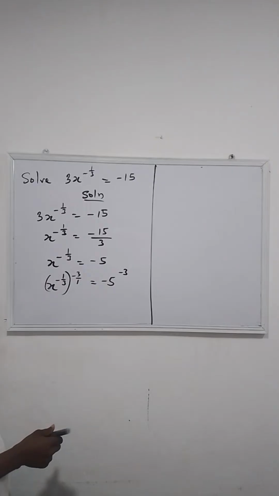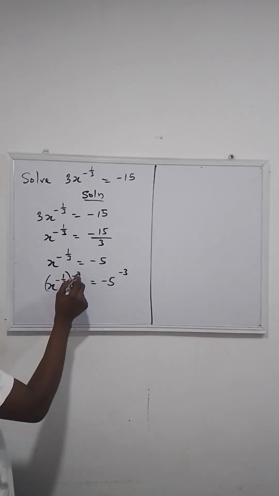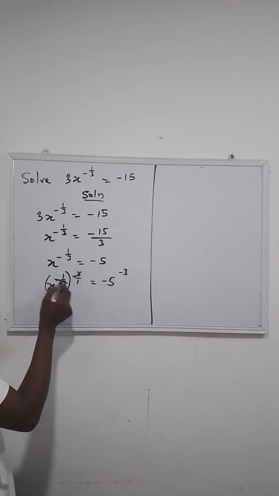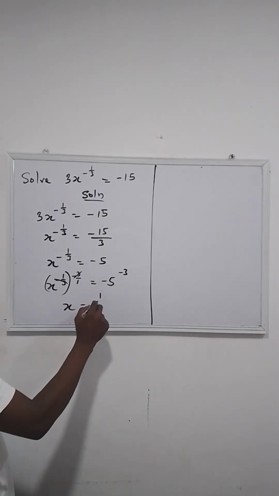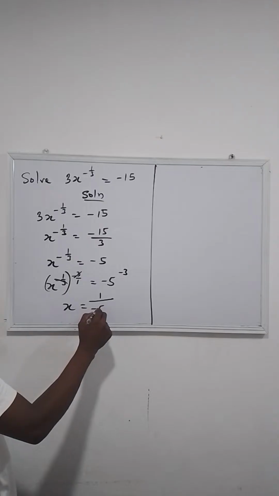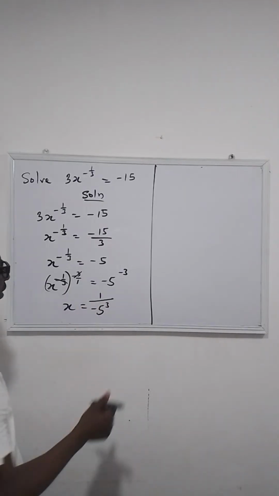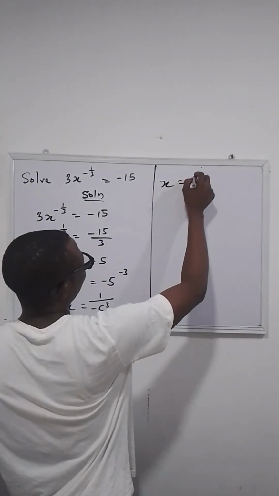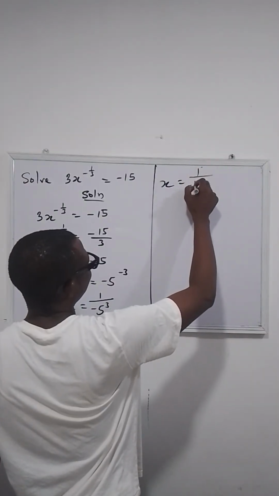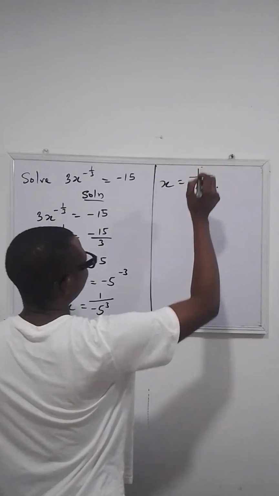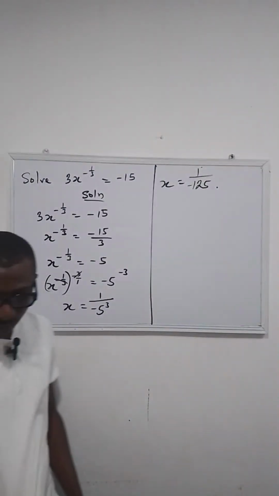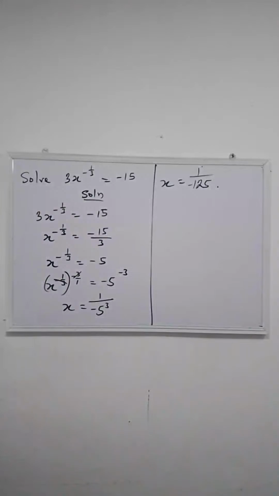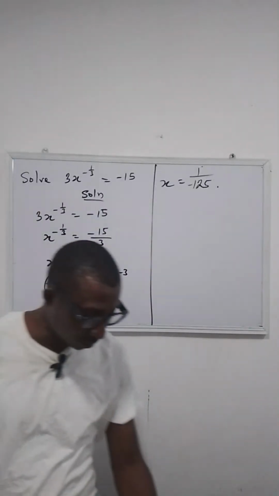Okay, can you see that now? So now negative 3 cancels negative 3. So we have x raised to the power of 1. This is the same thing as 1 over negative 5 raised to the power of 3. And the answer is going to be 1 over negative 125. And that is the answer to the problem. 5 times 5 times 5, that is 125. Okay, so that is the answer to that.